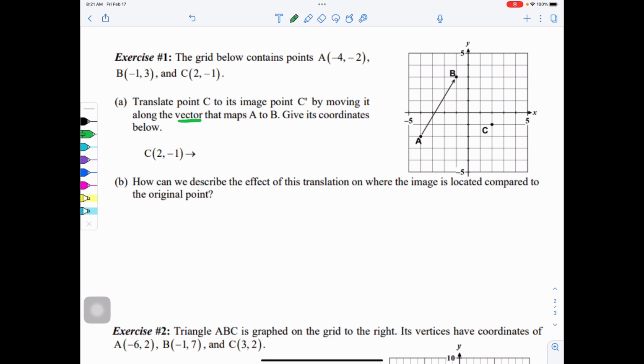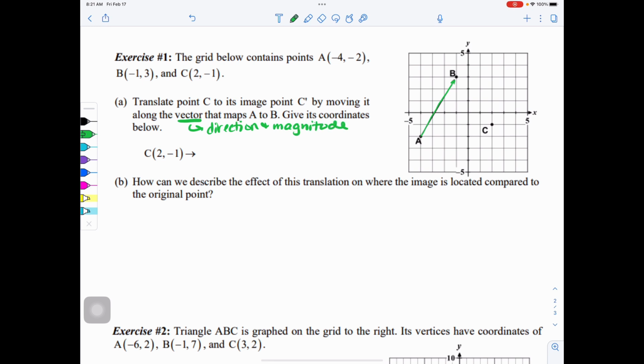Give its coordinates below. So since I underlined vector in green, I'm going to trace my vector over here in green. This is a vector. You see it has an endpoint and an arrow, okay? So what a vector does is give you the direction and technically the magnitude, which is length.